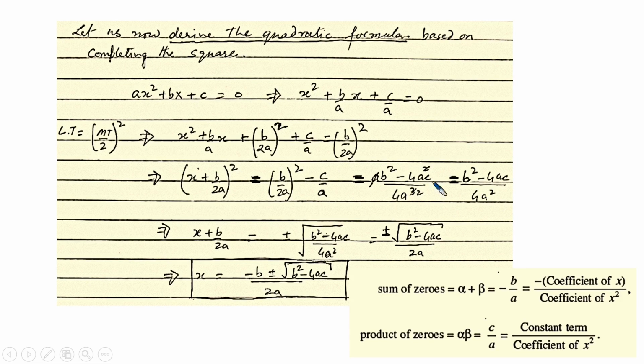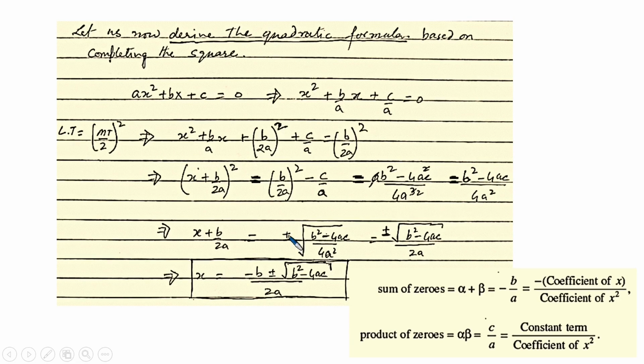Just go through this algebra. So you get b square minus 4ac by 4a square. You have to do cross multiplication, which I have done here. So now this is the square here. So I write x plus b by 2a is equal to the square root of b square minus 4ac by 4a square.